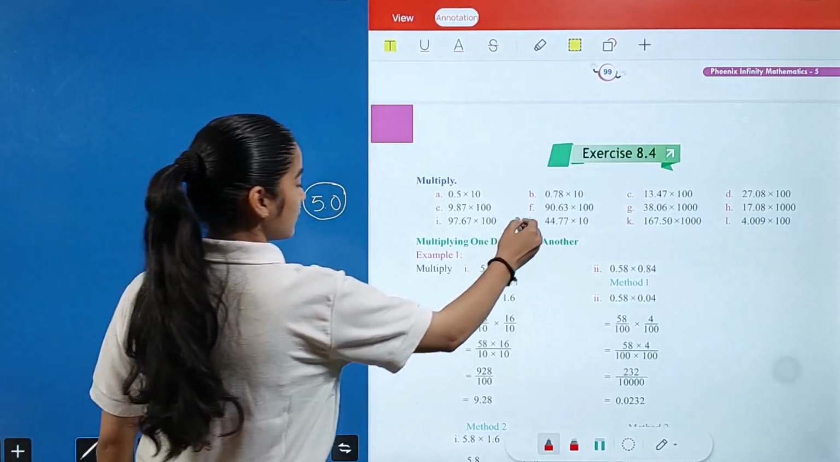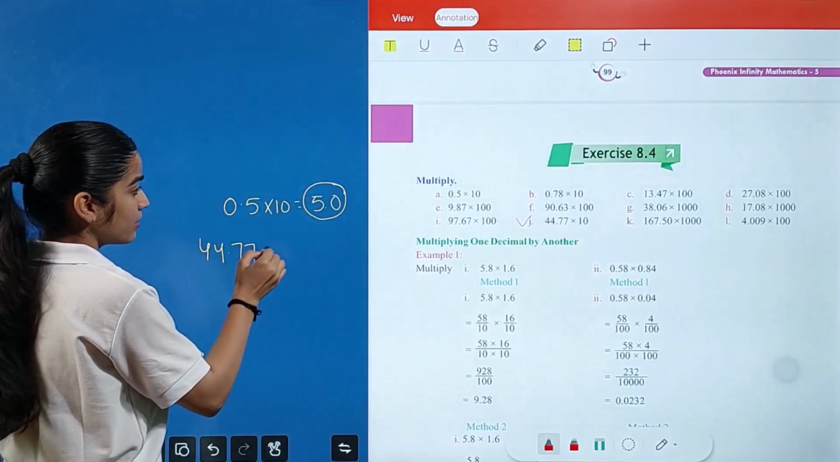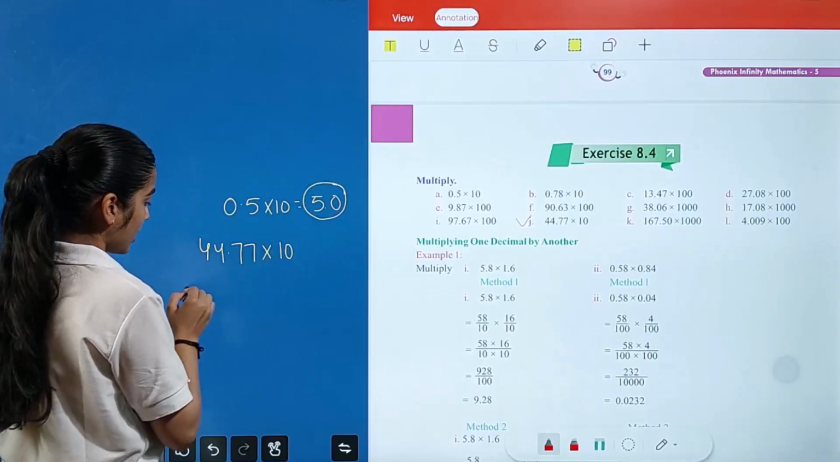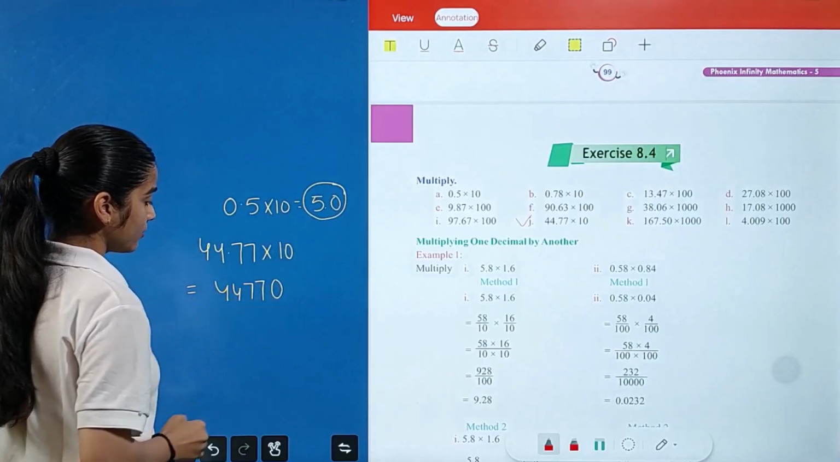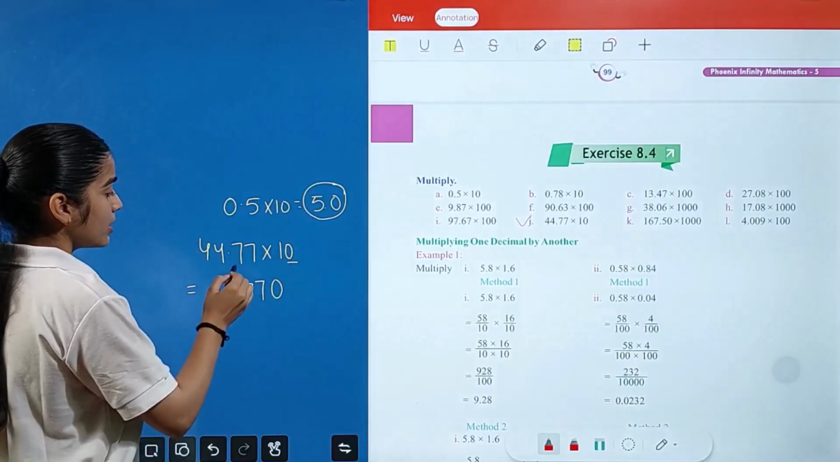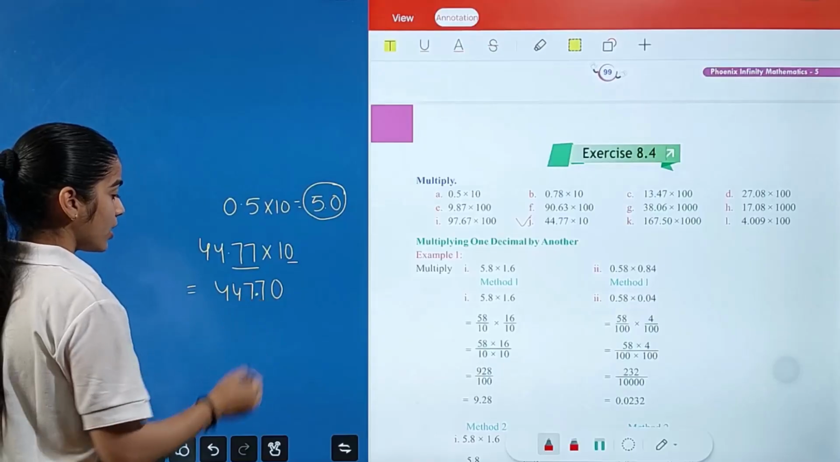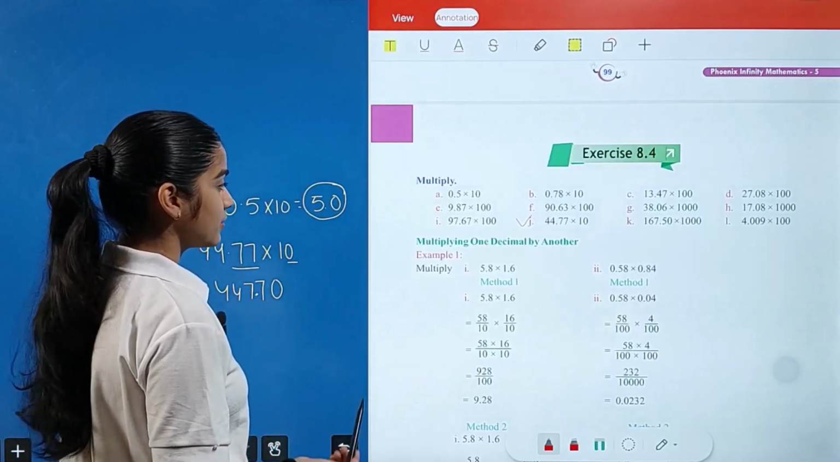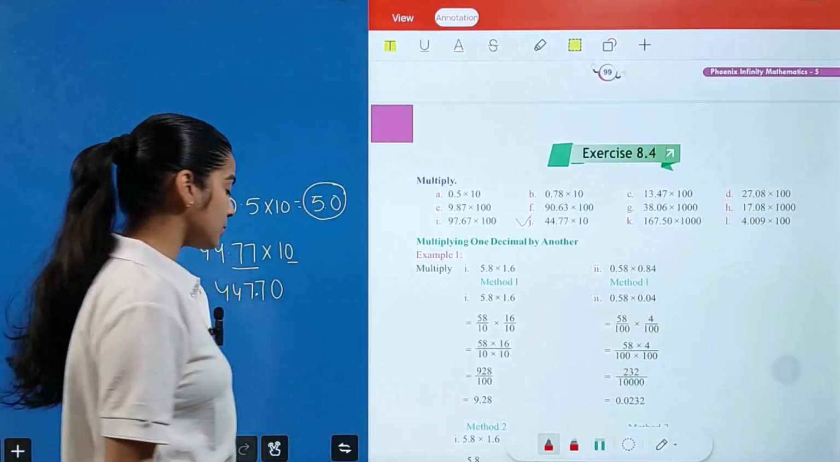Next we take an example for J. So 44.77 multiplied by 100. Again, forget about the point and write only 1 and two 0s. Now how many digits we have after the decimal point? Only 2. So 1, 2. Your answer will be 4477.00. So this is very easy. You can do the rest of the questions as I do similarly.